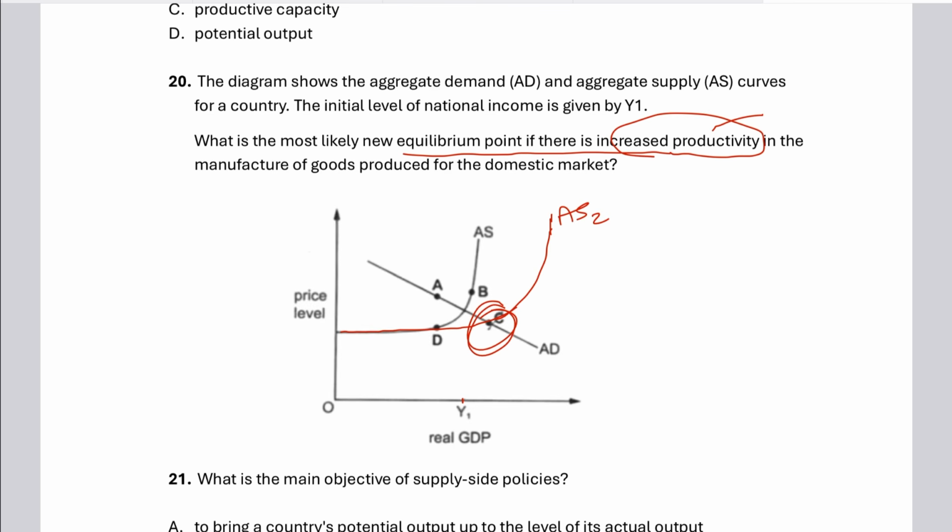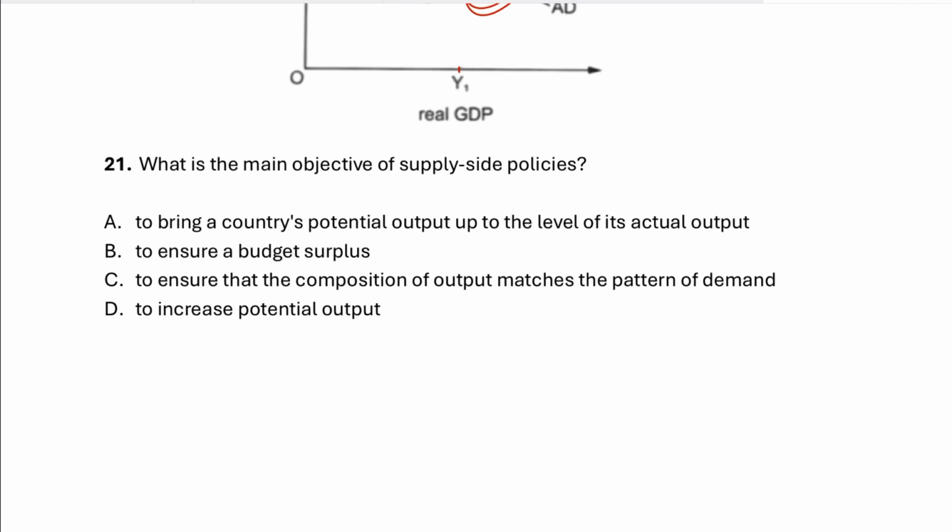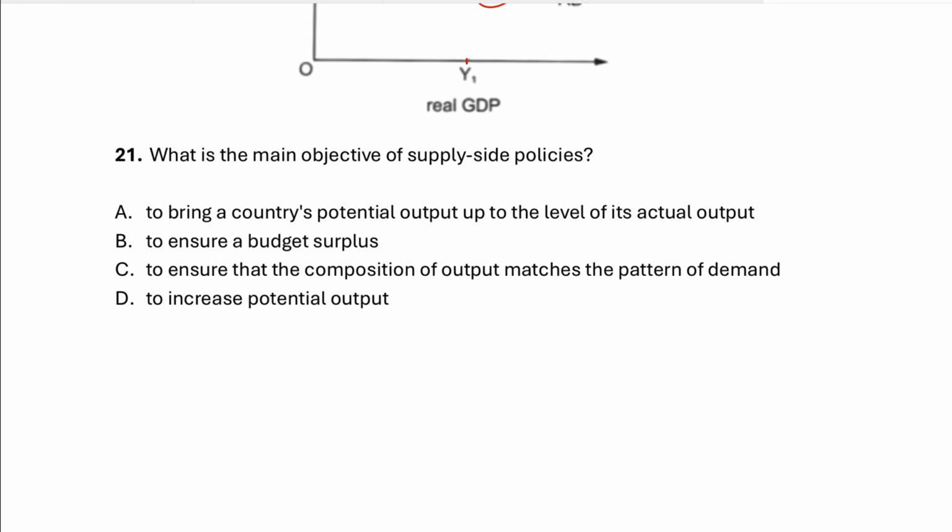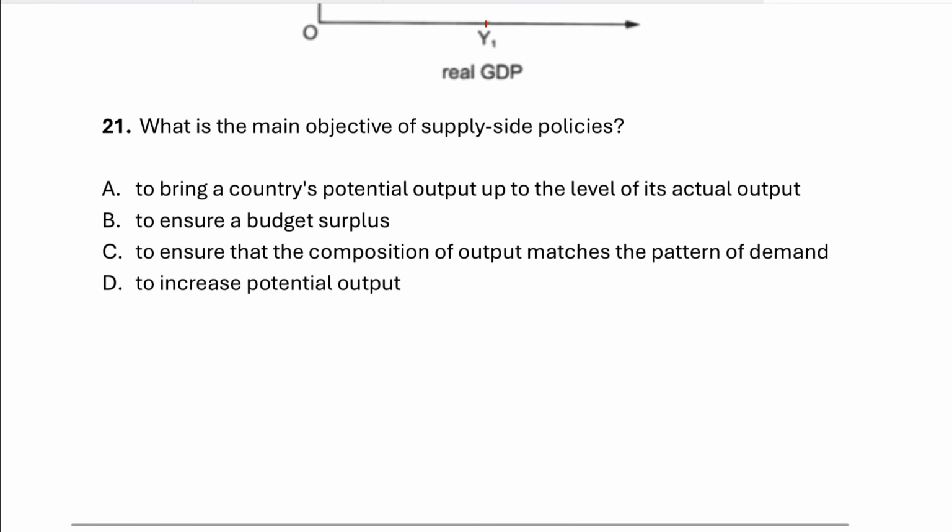Question number 21 says, what is the main objective of supply side policies? What a simple question. The main objective of supply side policies is to increase the productive capacity of the economy and to shift the LRAS outwards. So the objective is to increase the efficiency and productivity of the economy and hence to increase potential GDP and potential output without creating inflationary pressures in the economy. That makes 21 D for David the correct answer.